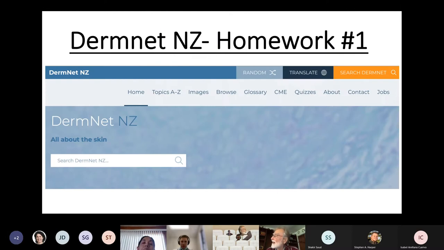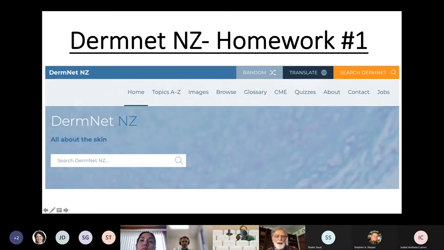Now, I'm not going to sit here and show you all kinds of photos of the full range. You can do that on your own. So homework assignment number one, go to DermNet NZ. NZ stands for New Zealand, and I'll explain why New Zealand is so interested in derm in a second. You can go there and search for whatever you want and ask for images, and up it pops.